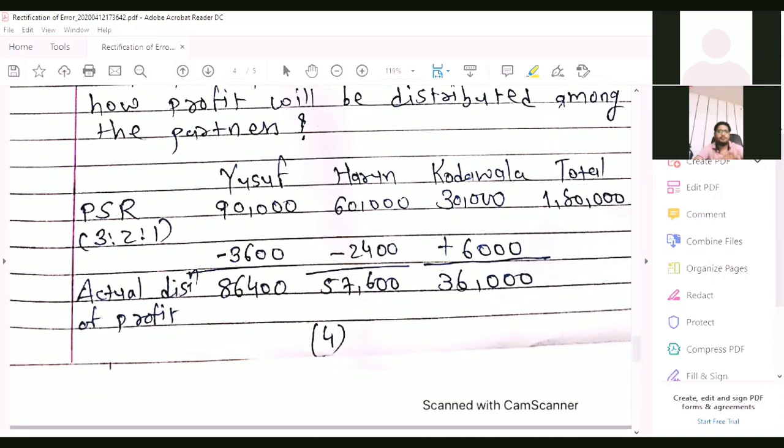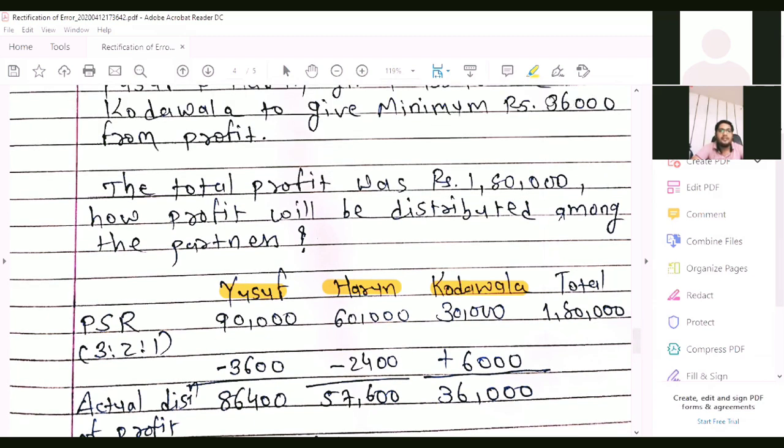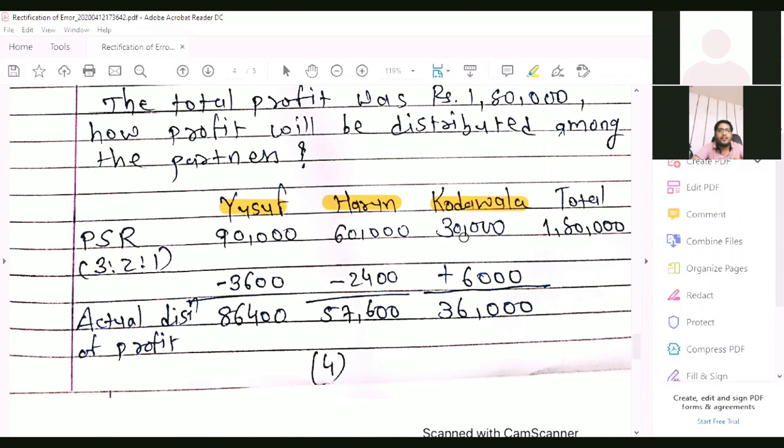See, try to understand. So here we have three partners: Yusuf, Harun, and Kodawala, right? So as total profit is 1,80,000, if it is distributed among the partners in the profit sharing ratio 3:2:1, it will be 90,000, 60,000, and 30,000. So let's see that condition, that assurance. Kodawala should get this 36,000 amount. But here he got only 30,000.